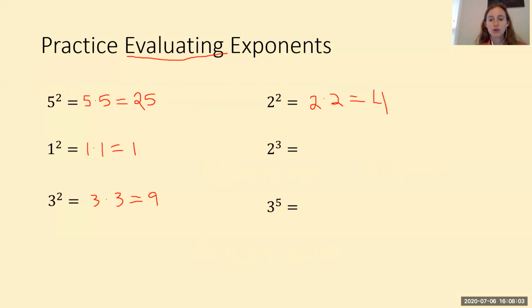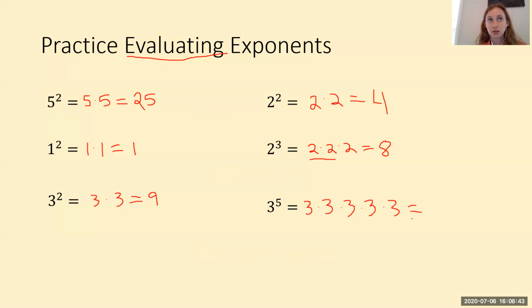And then the next one here, we have 2 to the power of 3. So 2 times 2 times 2. We know 2 times 2 is 4, and then 4 times 2 is 8. And then finally here we have 3 to the 5th power, 3 to the power of 5. So that is 5 3's multiplied together, 3 times 3 times 3 times 3 times 3.